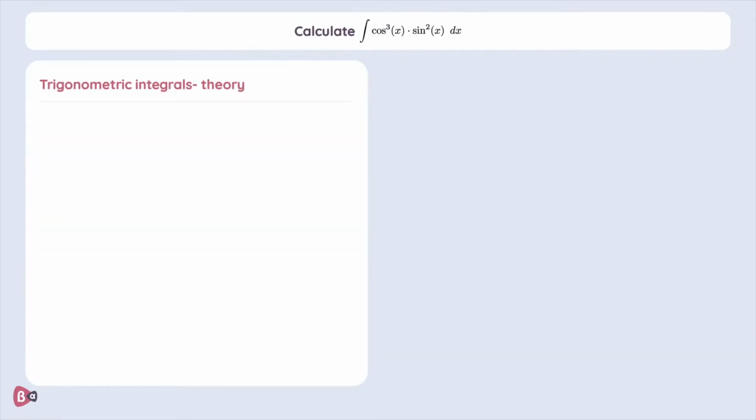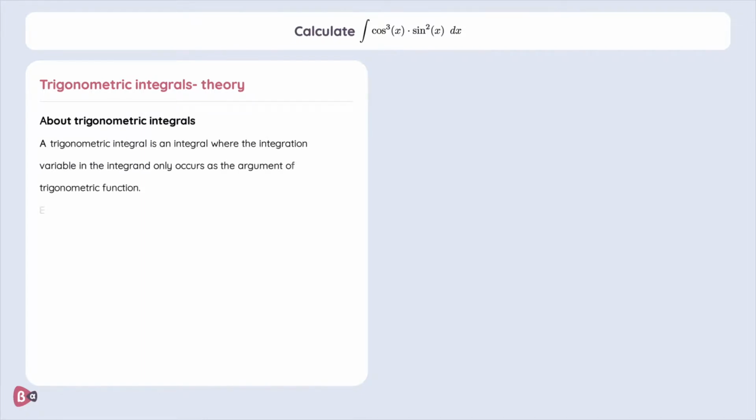A trigonometric integral is an integral over a trigonometric function. As an example, we look at the integral over the function sine of x to the power 8 times the cosine of x. This is indeed a trigonometric integral. The other example, namely the integral of x times the sine of x to the power 4, is not a trigonometric integral, because the function x times the sine of x to the power 4 is not a trigonometric function.